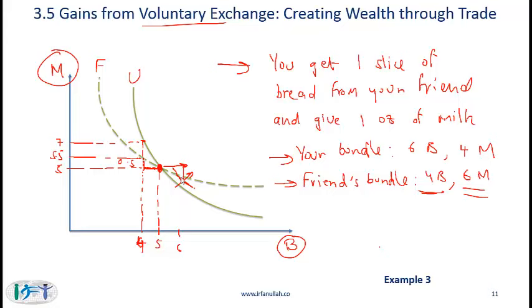What about your friend? Your friend also started out at this point, 5 and 5. Now for your friend, he has 4 slices of bread, so he has moved left, but he has more milk. Your friend likes milk more, so when he gets 6 ounces of milk, he will also be at a point which is above the original indifference curve. So that makes your friend happier too. Therefore, by engaging in this voluntary transaction, both you and your friend are happier. Now do example 3 to understand this concept better.